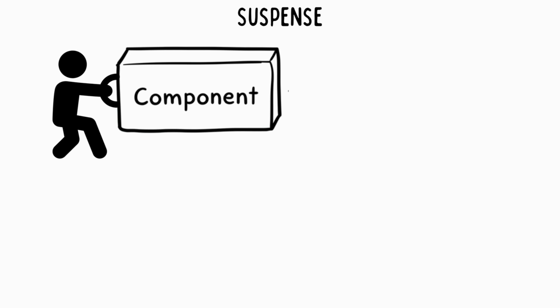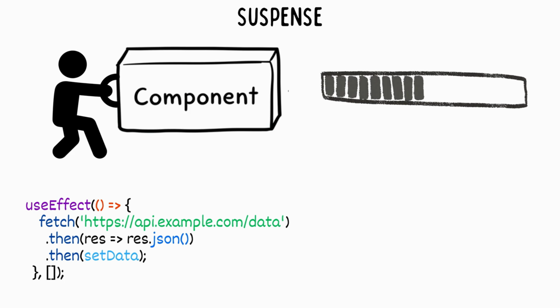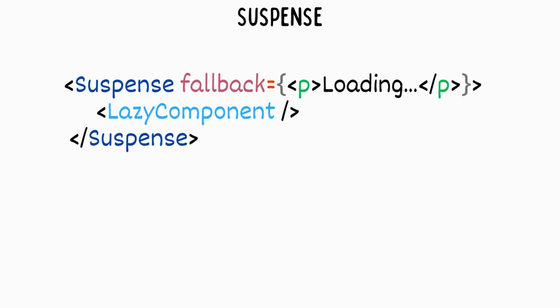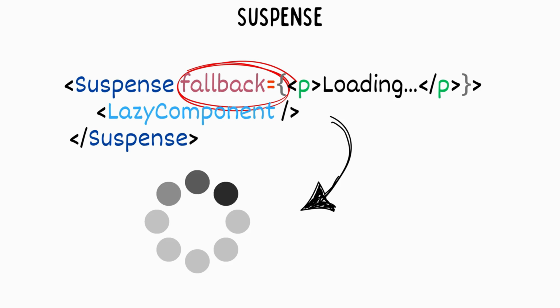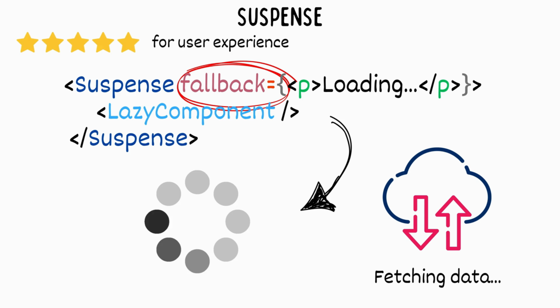Suspense is React's way of handling components that take time to load, such as components fetching data or being lazily loaded. With Suspense, you can show a fallback, like a loading spinner, while waiting for the data or component to load, which improves user experience.